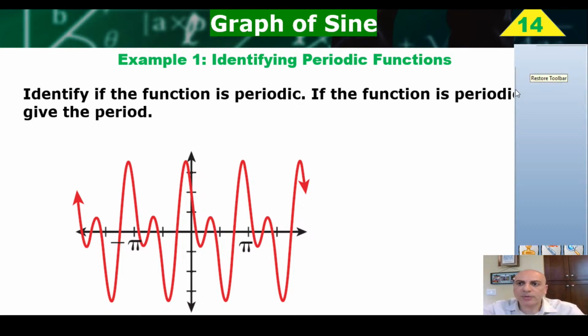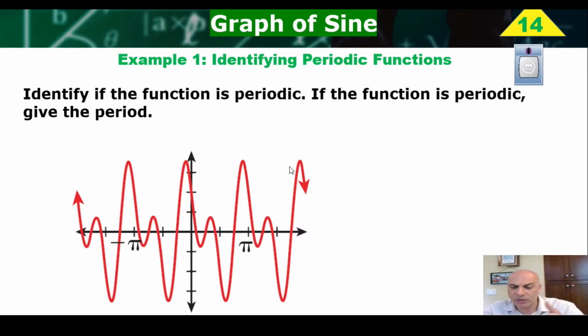Here's the first example. It says, identify if what you see is a periodic function, and then, if it is a periodic function, can you give us the period? How long does it take from it to start and finish? The good thing about periodic functions is it doesn't matter where you start, as long as you have a starting point. For example, do you think this is periodic? To start, we have to answer a question. Is this periodic? Does this happen over and over again using the same pattern? Does the pattern repeat itself over and over?